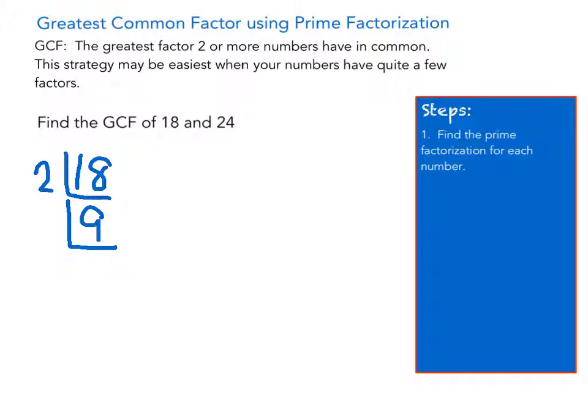2 does not divide evenly into 9, so I move on to the next prime number, which is 3, and 3 will divide evenly into 9 3 times. Since 3 is a prime number, we're finished with 18. Let's move on to 24.